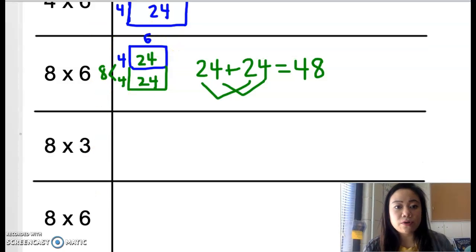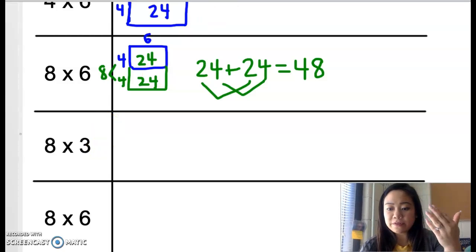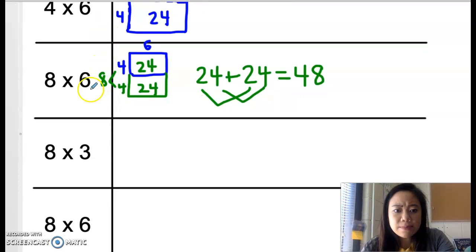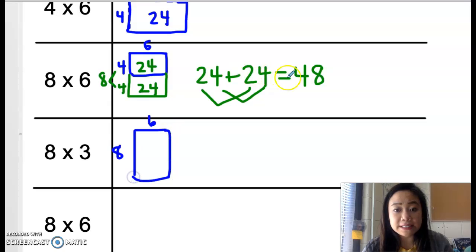8 times 3. How can I use what I just used up here to help me find 8 times 3? Because problem string is all about seeing the connections from the previous problems. Okay, so the first one, I doubled for these. So maybe I could half these. Yep, so I'm going to do half of 6. So I know 8 times 6 was 48, right? That's what I set up here.